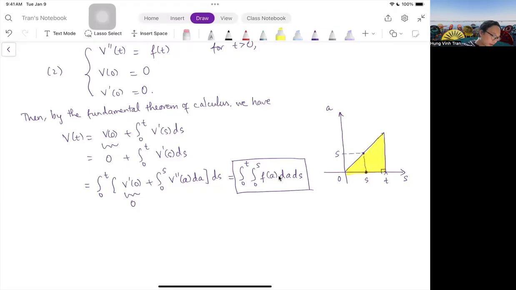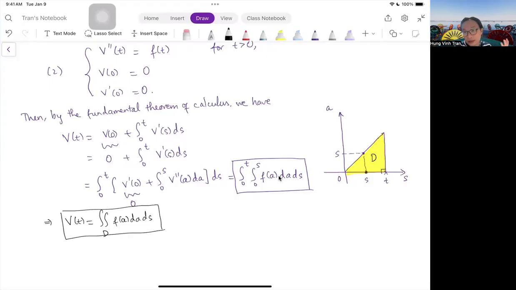Okay, let's call that D to be consistent with our lecture notes. So let me conclude that I have Vt equals the double integral in D of Fi di ds. That's a given formula, right? And this also allows us, by Fubini, to do the integration the other way. Instead of di ds, we can do ds di.